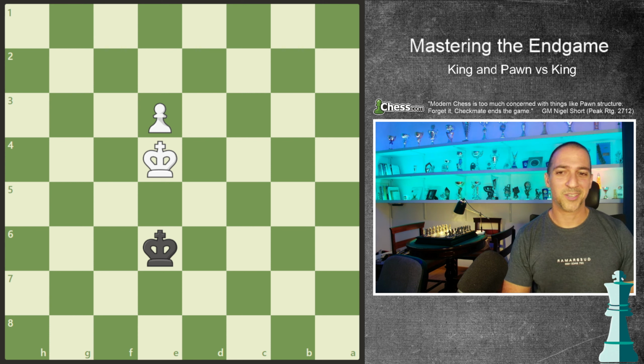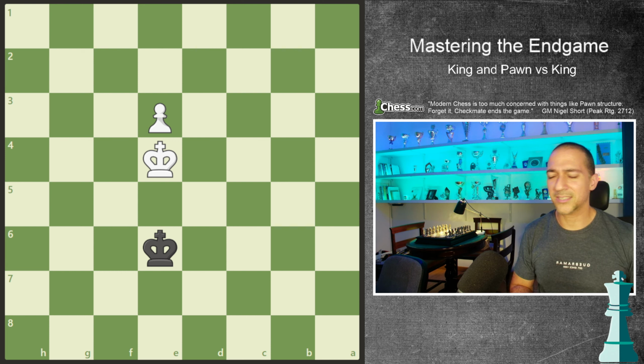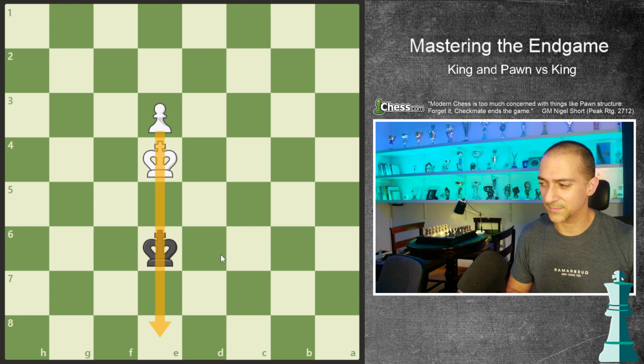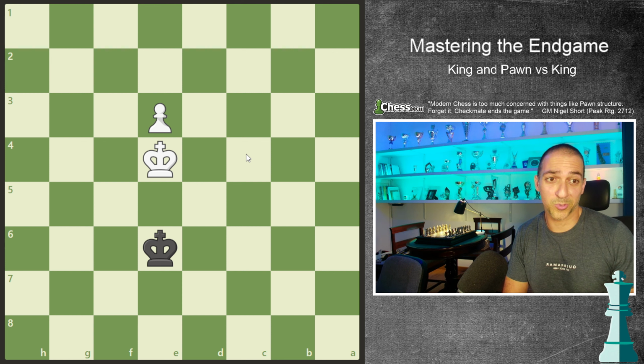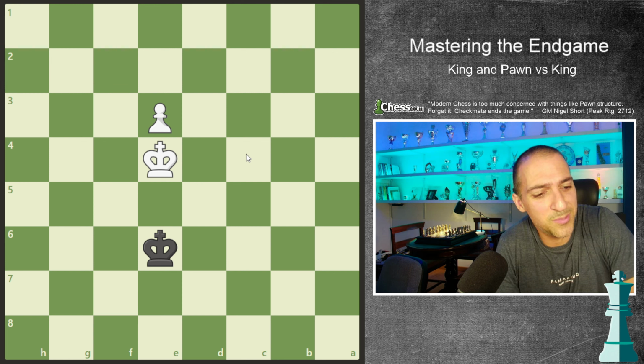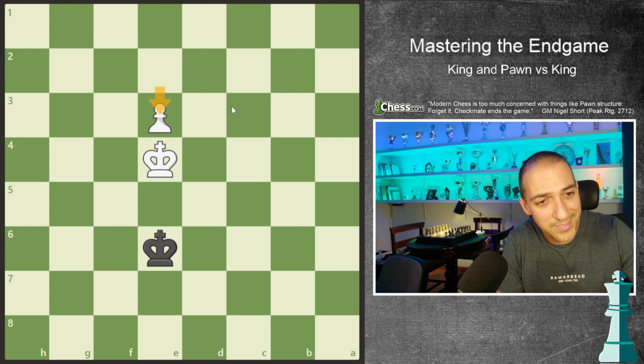So let's continue. This is the other position I want to show you. Here it is white to play. And yes, the pawn is moving in this direction, and the king is in front of the pawn. So normally this would be a win for white. We have one small problem: I cannot lose the tempo with the pawn. Because of that, this game is a draw.